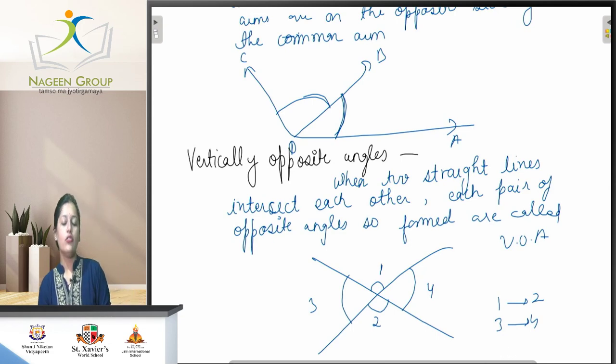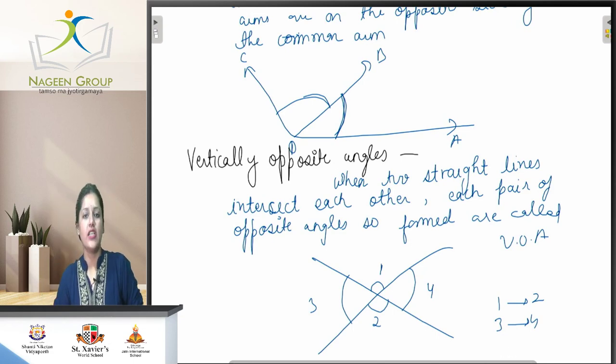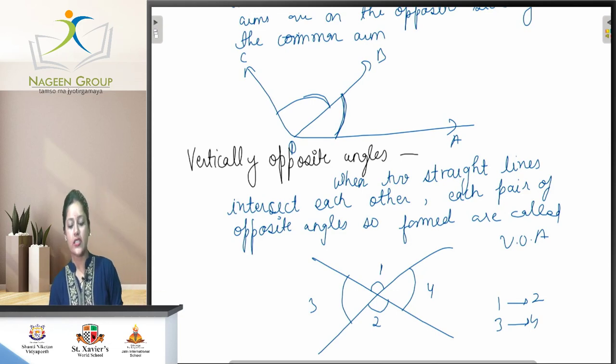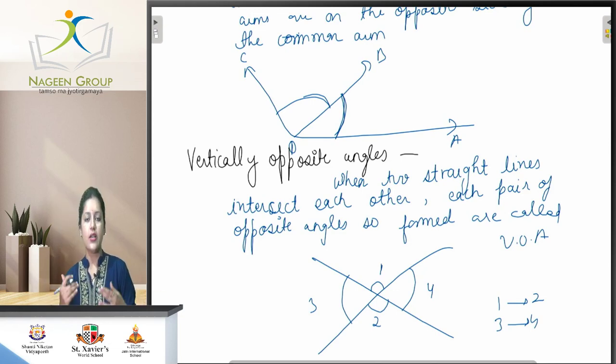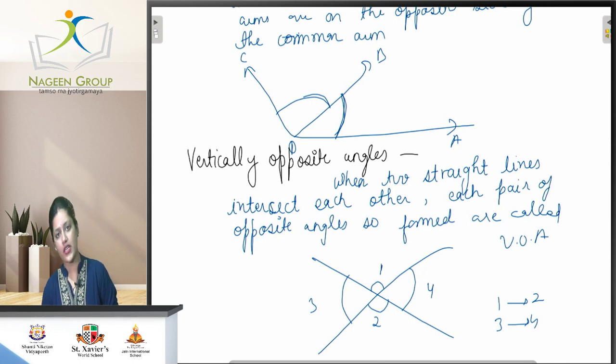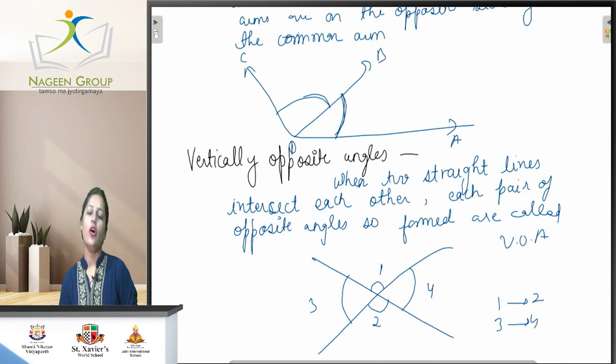So, now our second topic of this chapter, basic terms and definitions, is completed. This is our second class, which is mainly on basic terms and definitions. Now we are going to meet in our third class, which is based on intersecting lines and non-intersecting lines.